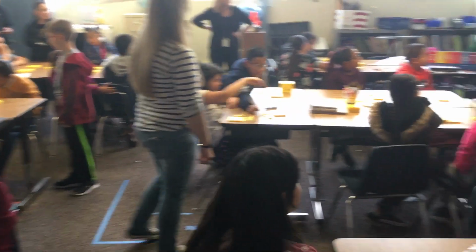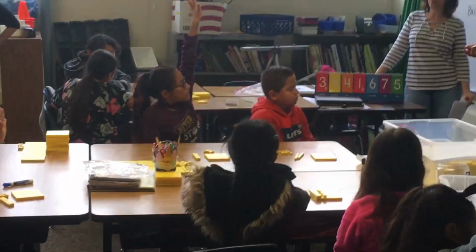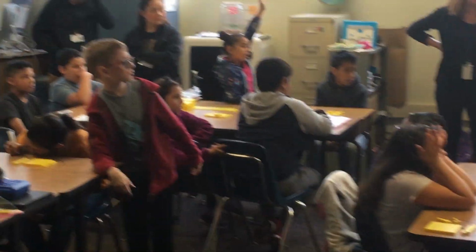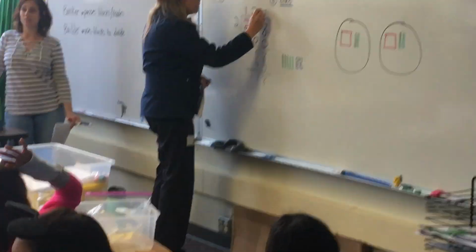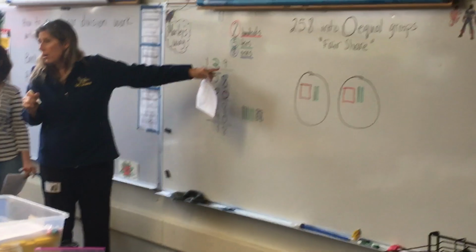Does anybody know where I'm going to write that? The 9 ones are in each group. Look for a second. Where do you think I'm going to write that answer? Yes. On top of the 8. Oh, because this is the Ones place. So I'm going to put that there's 9 ones in each group.